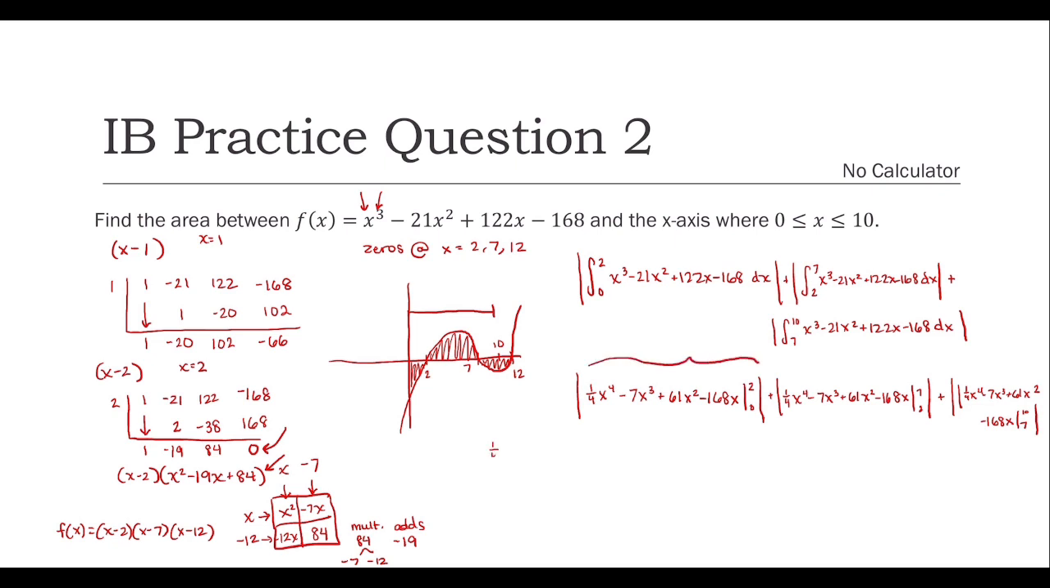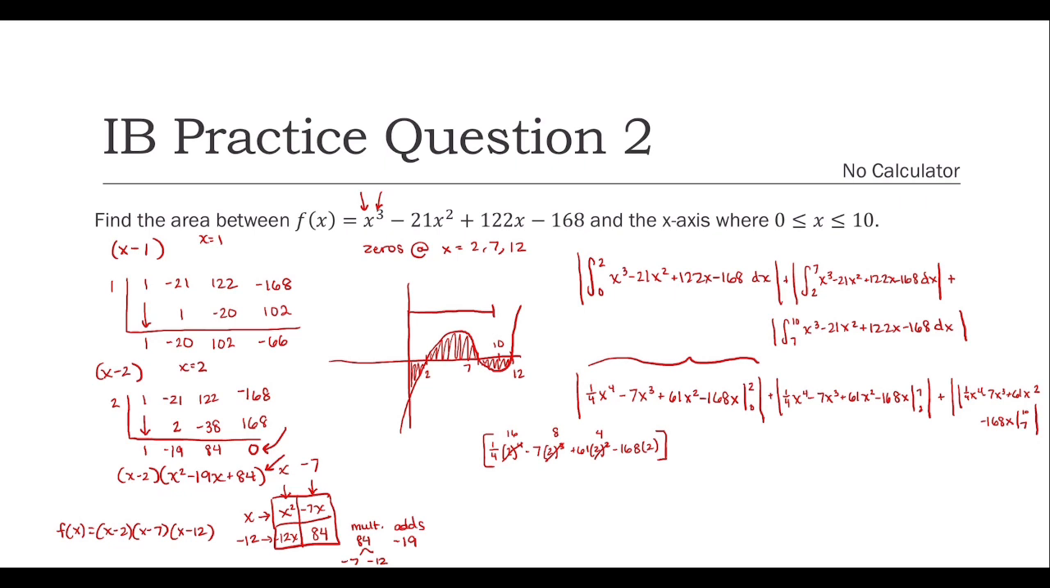So we have 1/4 2 to the 4th minus 7 times 2 cubed plus 61 times 2 squared minus 168 times 2. And then it'll be minus the same function with 0 plugged in, which would just be 0. So we'll have this part. 2 to the 4th is 16. 2 cubed is 8. 2 squared is 4. And then we just have 2.